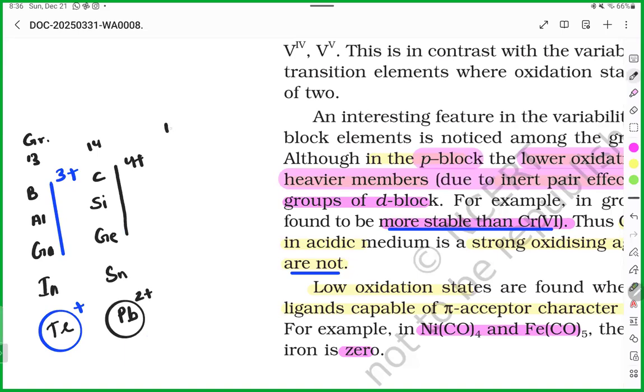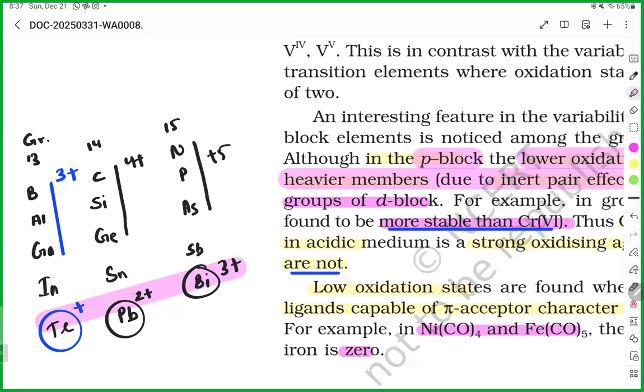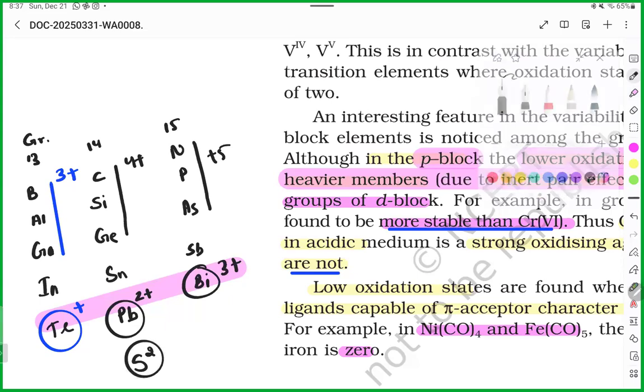Same in the 15th group, nitrogen, phosphorus. If you see, the heavy member can show +5, but it shows +3. So what is happening in every situation? Heavy elements have less oxidation state. Why? Because the s electrons do not participate in the bonding. And the reason is the inert pair effect.